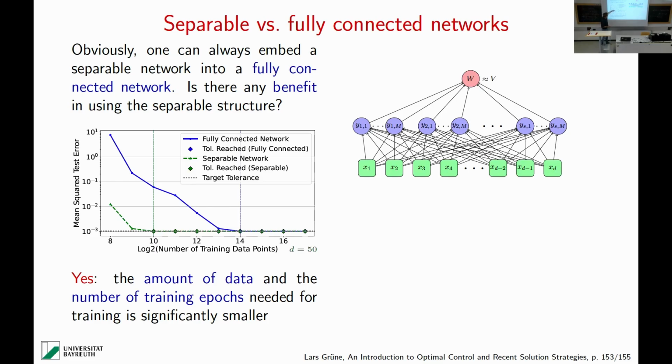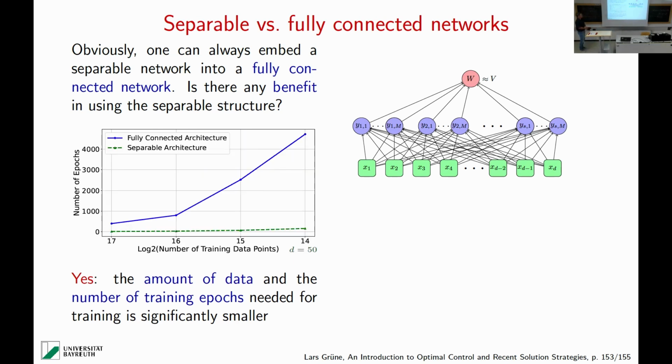right? So with much less data you can train the network, while with a fully connected network you need much more data. This is a logarithmic scale, so this really means it's 4 times as much data that you need to get the same accuracy. This is really a striking thing, and the same happens if we look at the training speed. This is the number of epochs, the number of iterations. Epochs is what iterations are called in learning theory. So also that works much better.